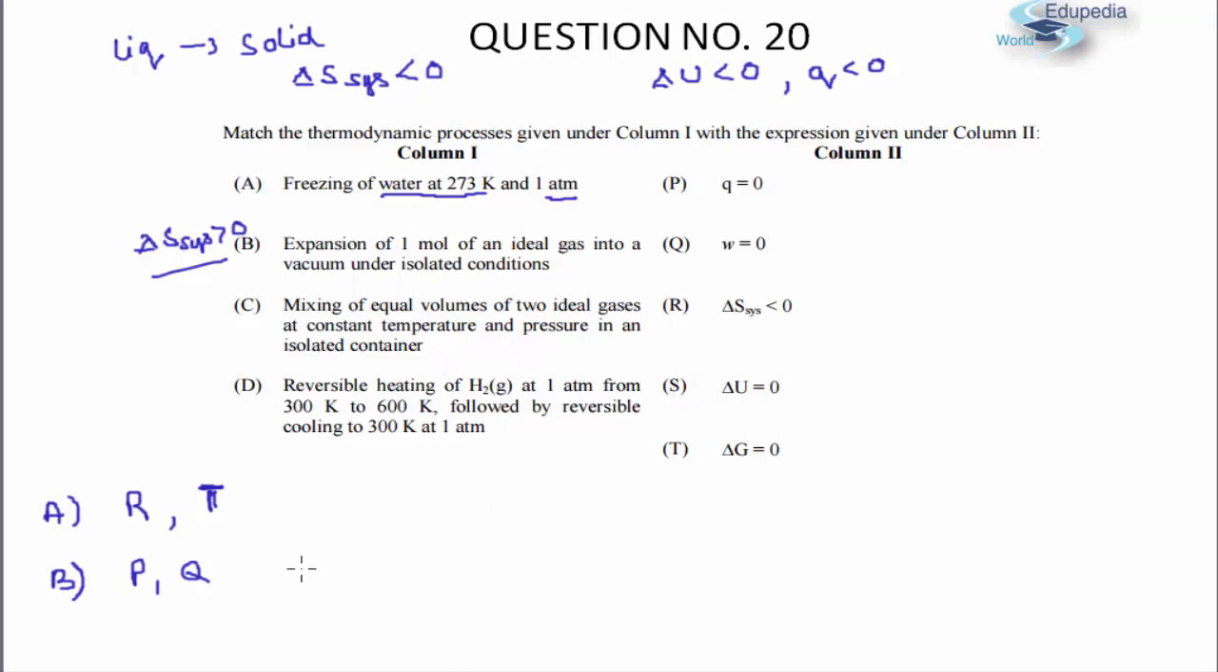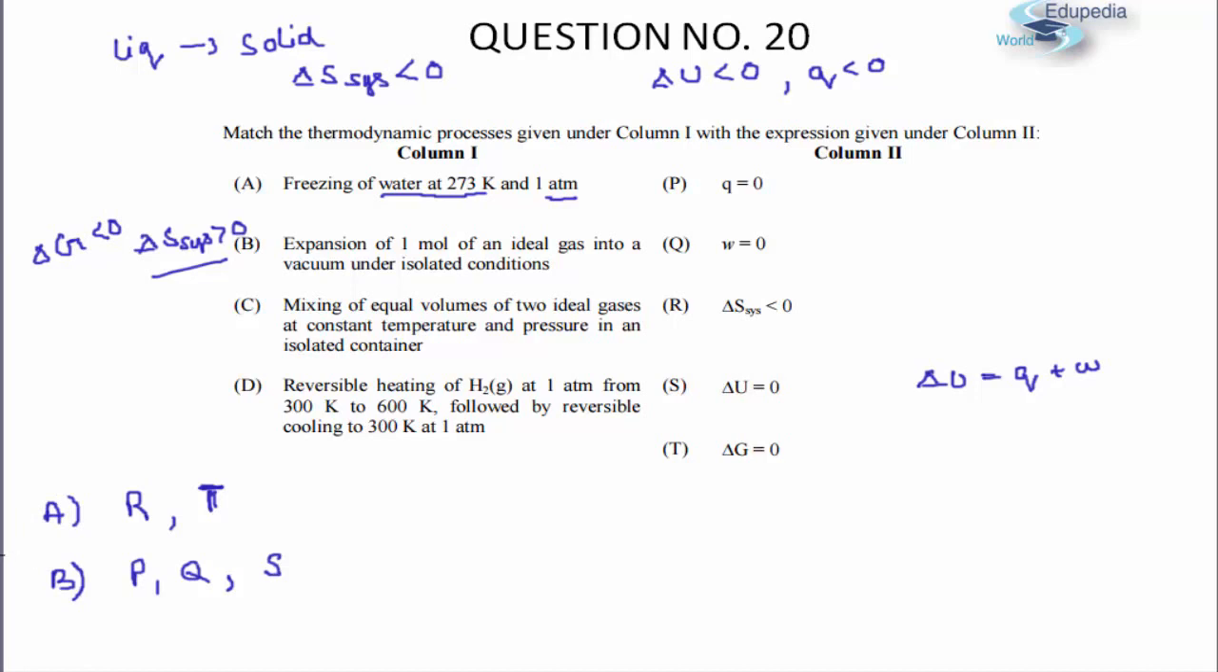S, delta U is equal to 0. Definitely yes, because Q is 0, W is 0, and we all know that delta U is simply equal to Q plus W. So obviously Q and W both are 0, so delta U will also be 0. So S is also going to be my answer. And delta G 0. No, this won't be the case because it is a spontaneous process, and being a spontaneous process, the value of delta G will be less than 0.